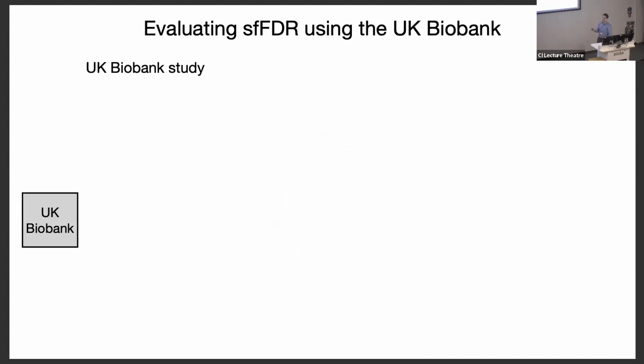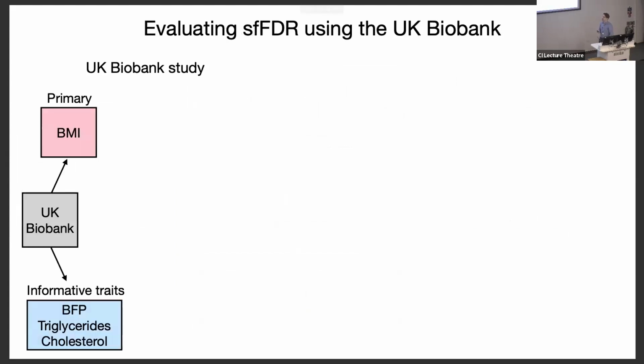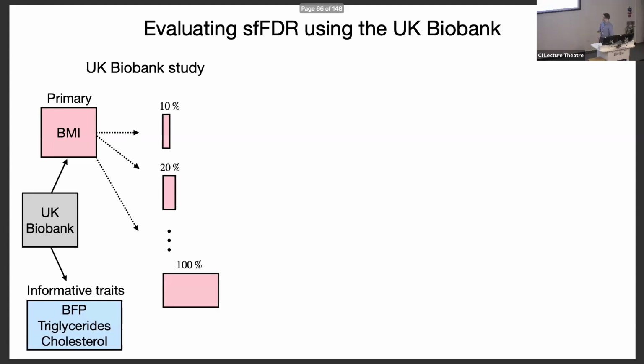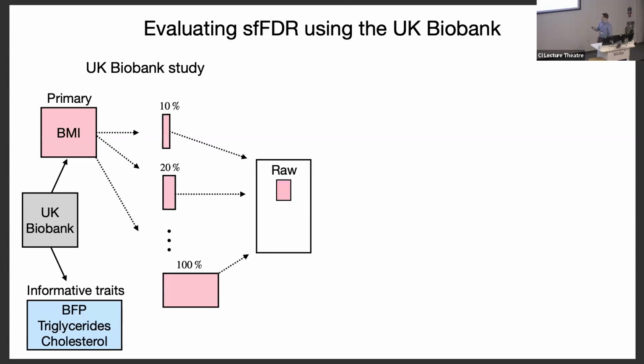Okay, so next we wanted to evaluate SIFTER using the UK Biobank. So we took the UK Biobank and we split it up into two different data sets. One where the primary trait we're interested in was BMI, and the other were the informative traits for body fat percentage, triglycerides, and cholesterol. And then we downsampled BMI to different sample sizes. And we wanted to ask what happens to the functional p-values compared to the regular p-values here.